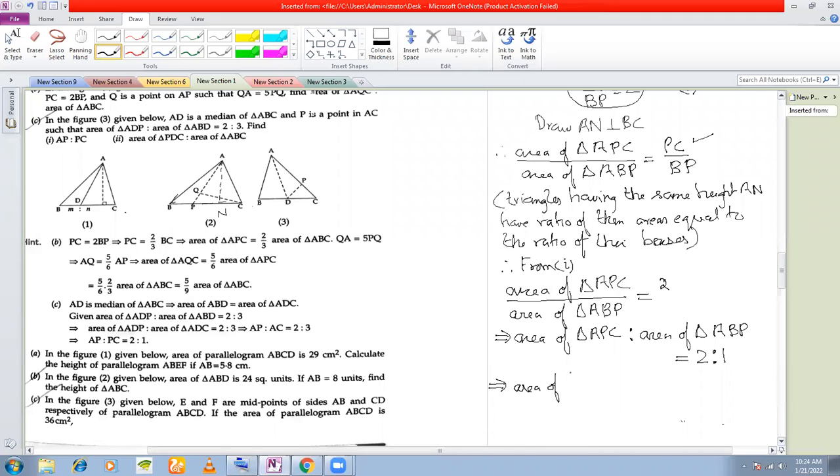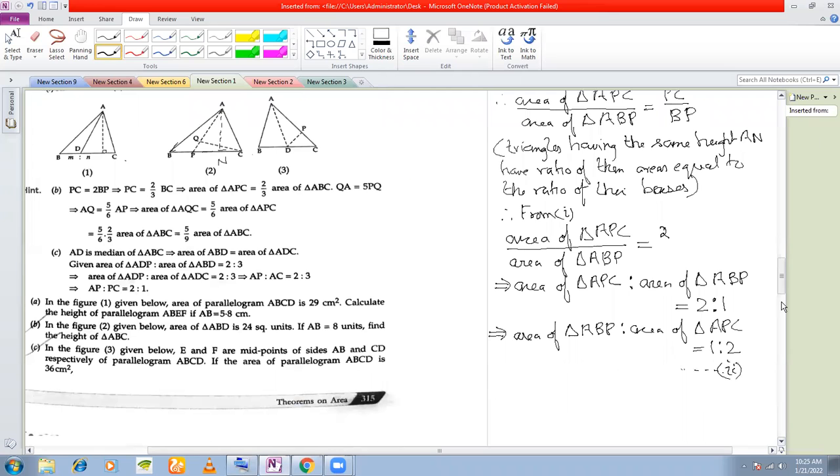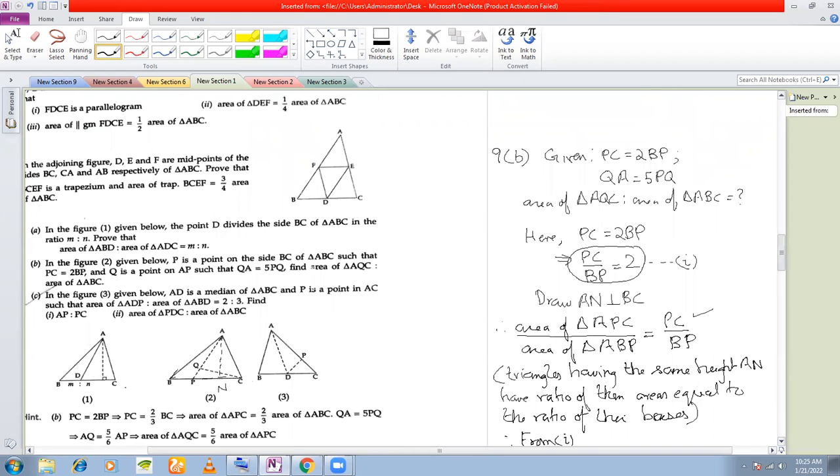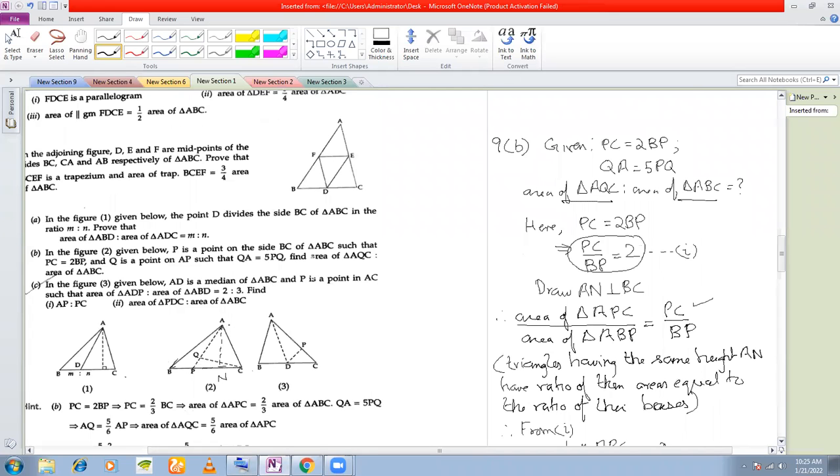Let's just write it in the reverse order. Area of triangle ABP to area of triangle APC is 1:2. Let's call this 2. We'll be using this a little later. Keep an eye on what you need to prove. You need to find the ratio of AQC to ABC. Ratio of which two triangles? These two, AQC and ABC. That means the largest triangle. You have to find out the ratio of these two triangles. Okay. Now what other ratio is given here?